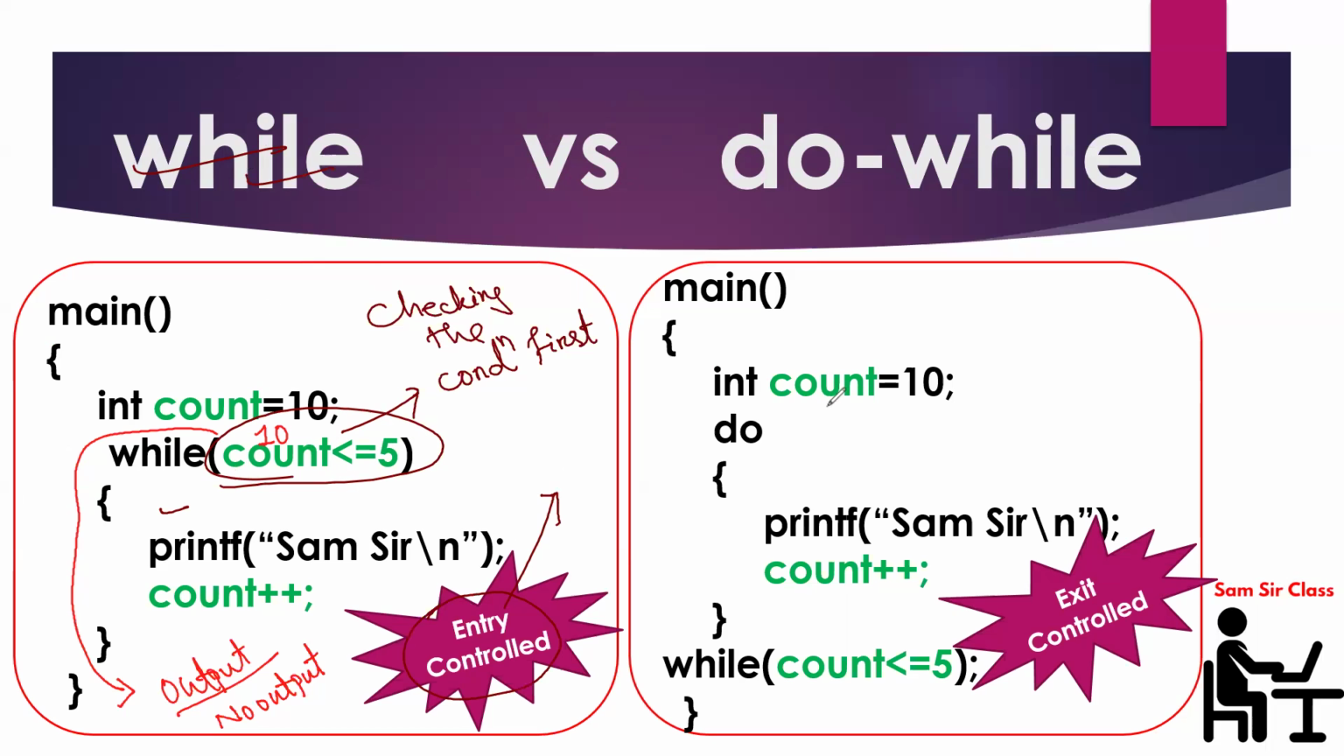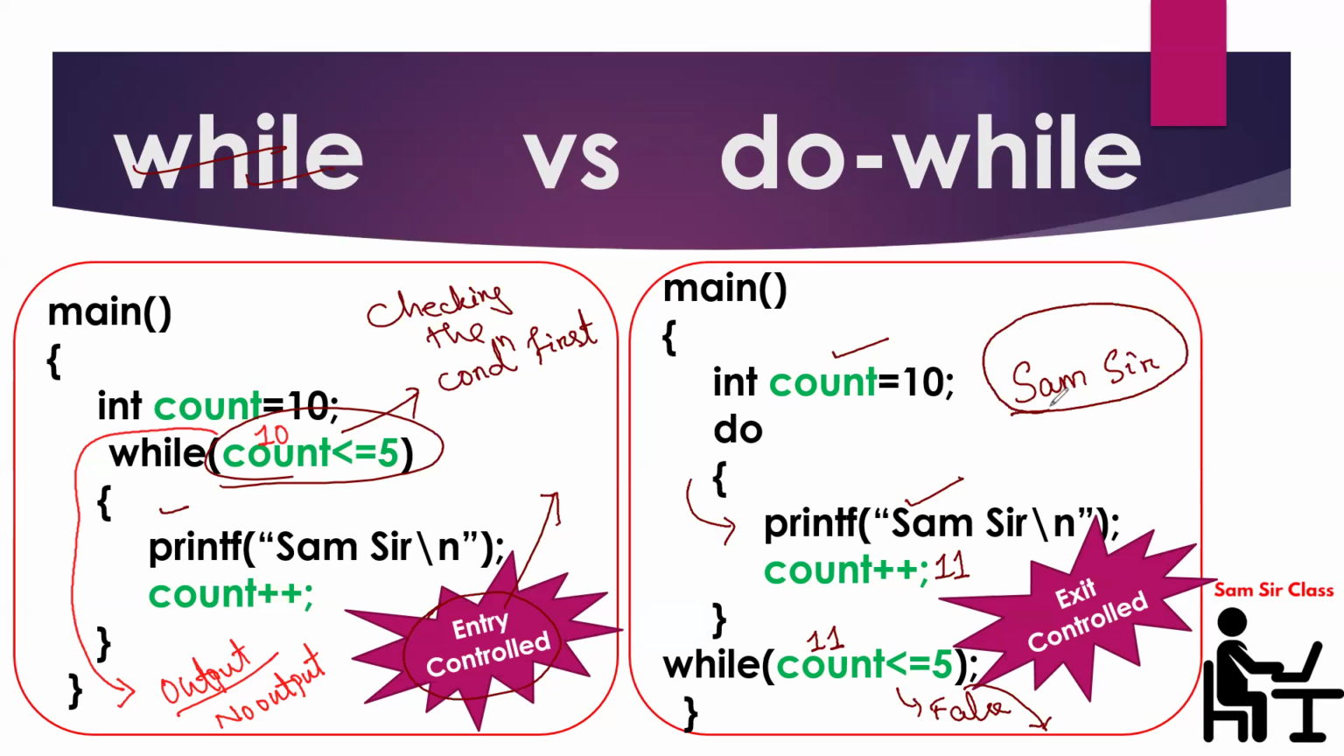Okay, now coming to the do while loop. Here the same code I have written, count equal to 10, but without checking the condition, I am allowing the control to enter the block and to execute the code at least once. So it will print the output, count plus plus, count will become 11. After that, I am checking the condition. 11 less than equal to 5 is false. False means I am not allowing the code to execute again, but at least I am allowing the code to execute once before checking the condition.